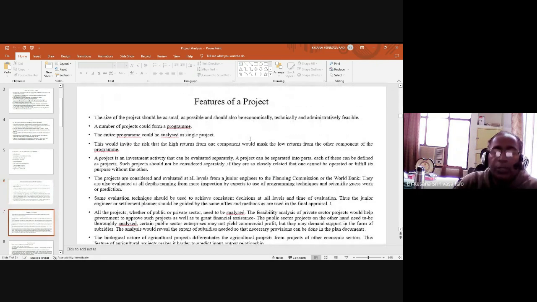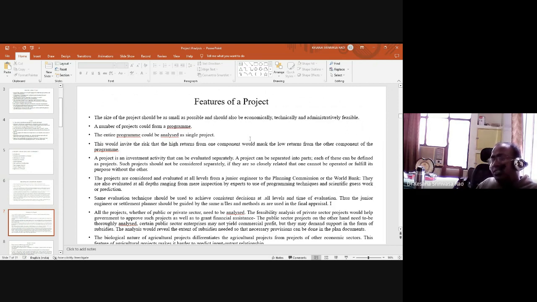Then, features of a project. What are the features which exist in a project? The size of the project should be as small as possible, and it should also be economically, technically, and administratively feasible. You have to see that and plan accordingly. The project means which you have to resolve, and which you are able to complete within the stipulated time. It must be feasible within your limits.